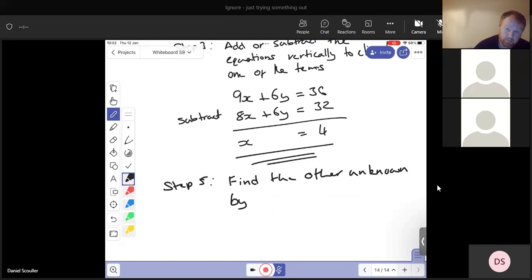Sorry, is it not step 4? Yes. Hope I could count to 4. That's a bad sign.